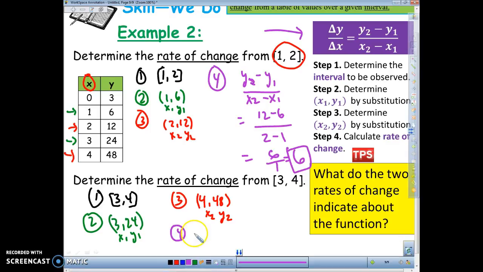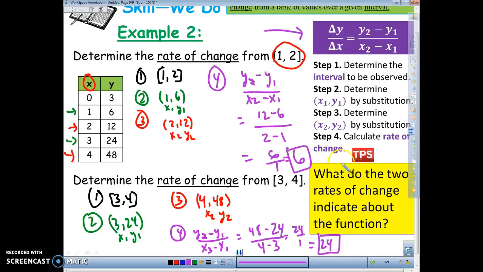So step 4, calculate rate of change. I have y2 minus y1 over x2 minus x1. So 48, which is y2, minus 24, which is y1, over x2, which is 4, minus x1, which is 3. So 24 over 4 minus 3, which is 1. So this rate of change is 24.